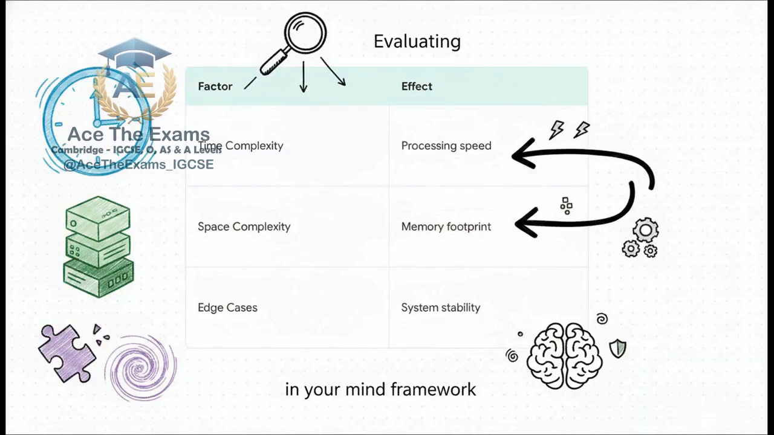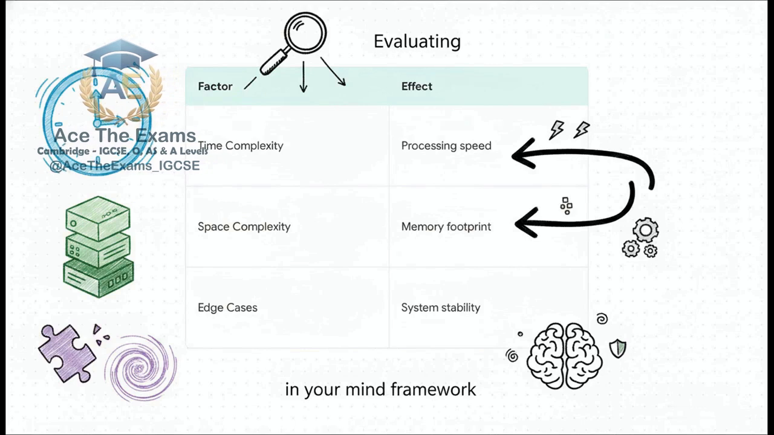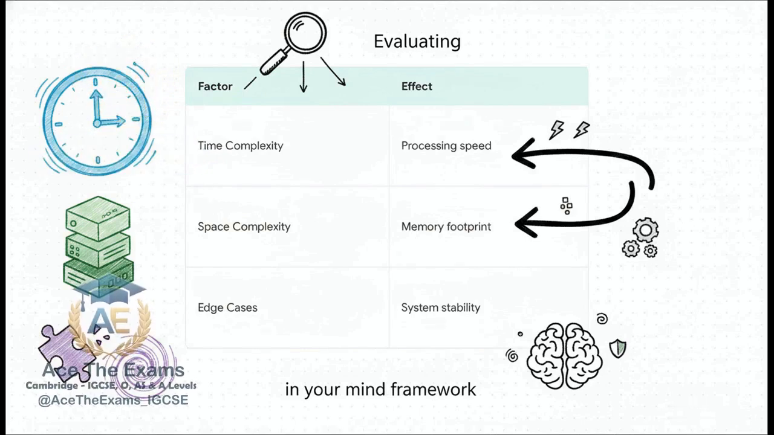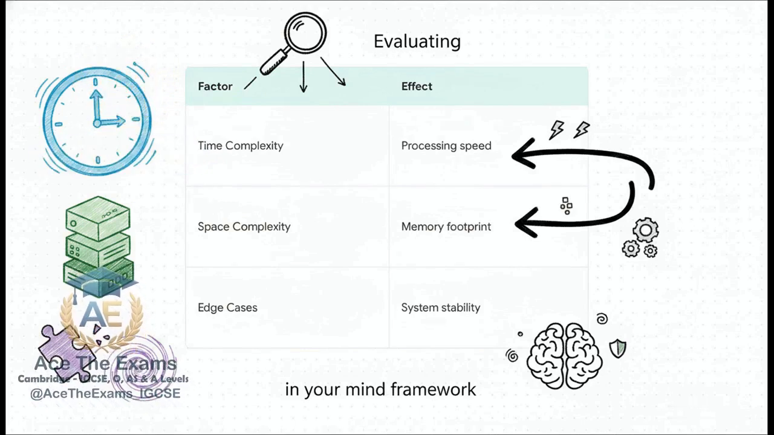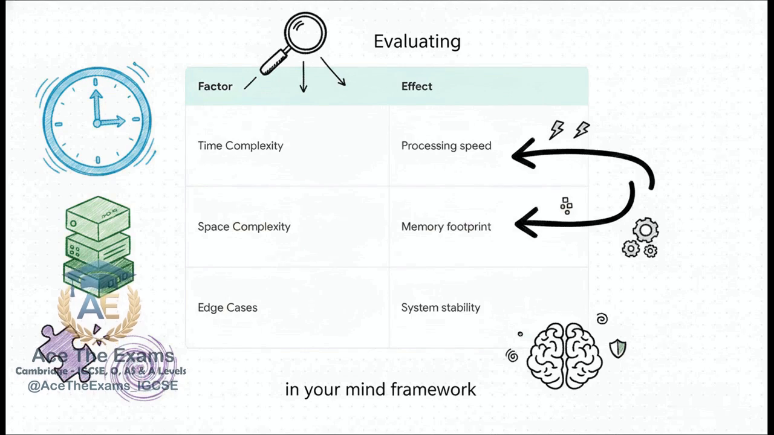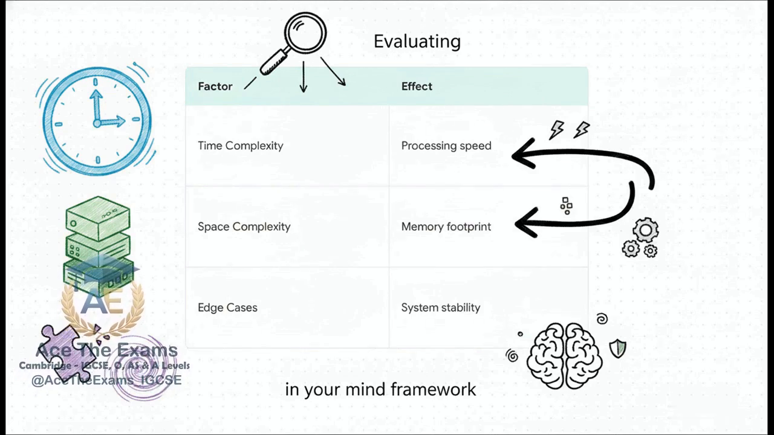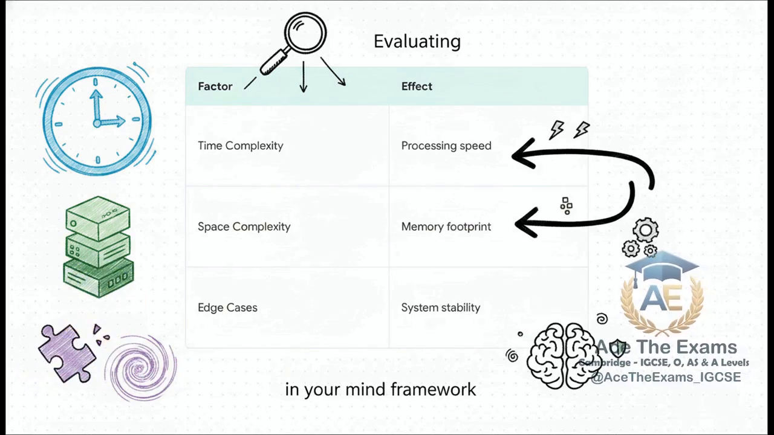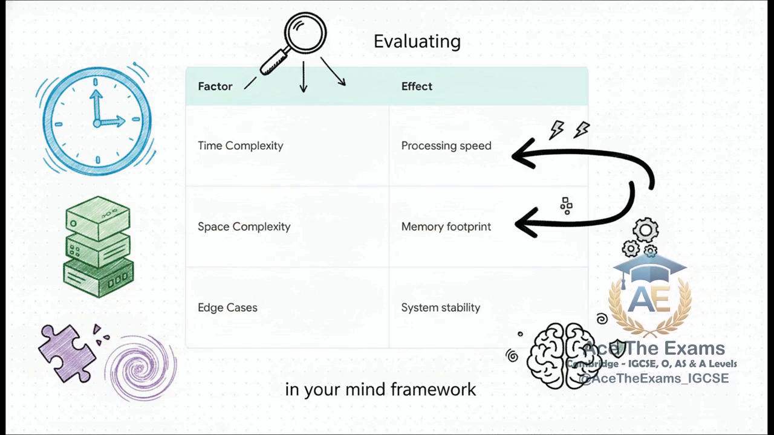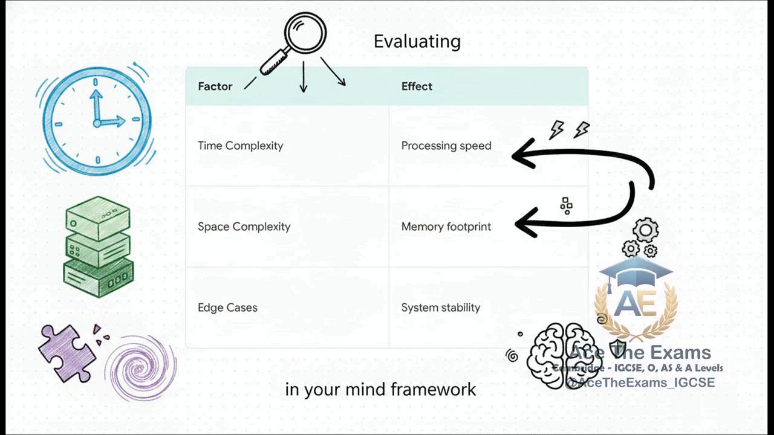So the crucial point is to use an evaluative matrix exactly like this one in your mind. Whenever you evaluate a compression algorithm, you have to weigh it against time complexity. How much processing speed will it take to compress and decompress? Weigh it against space complexity. What is the actual memory footprint? And consider the edge cases to ensure system stability.